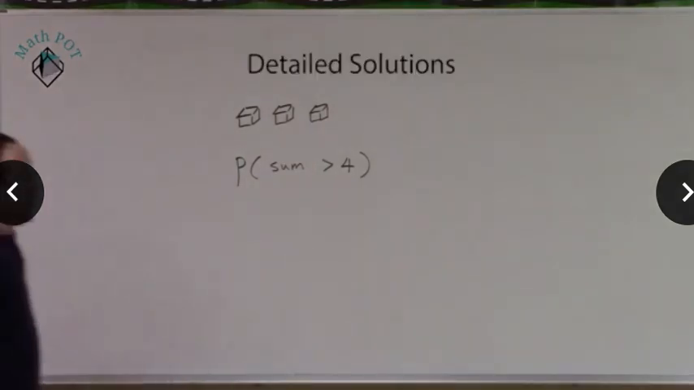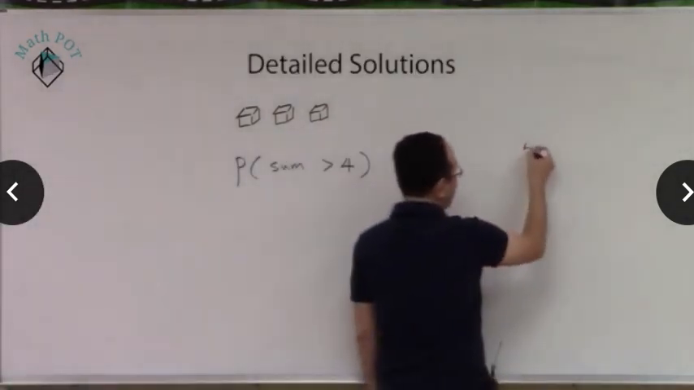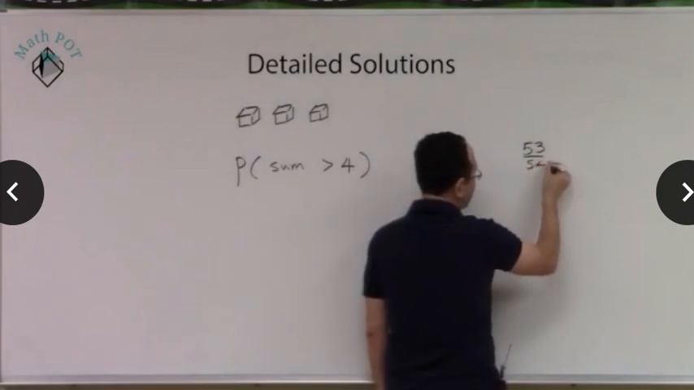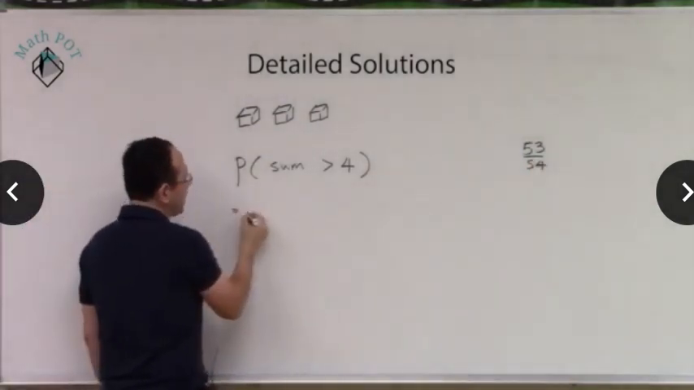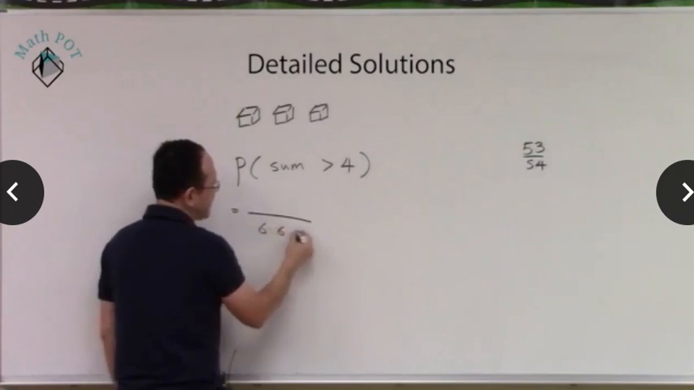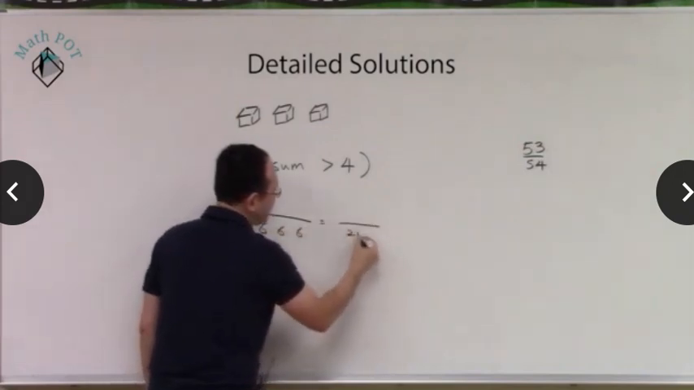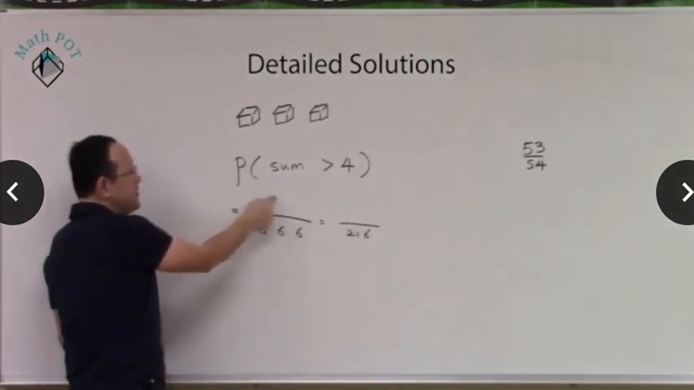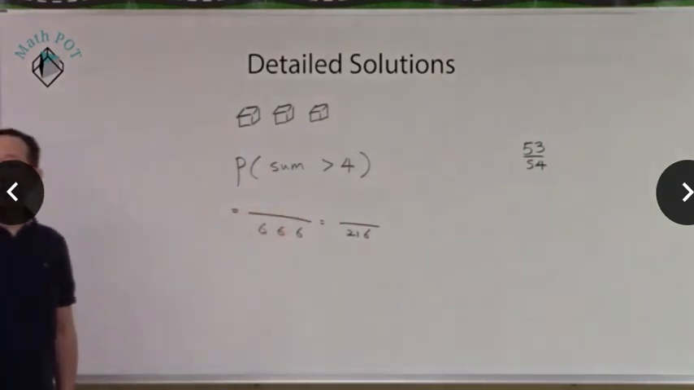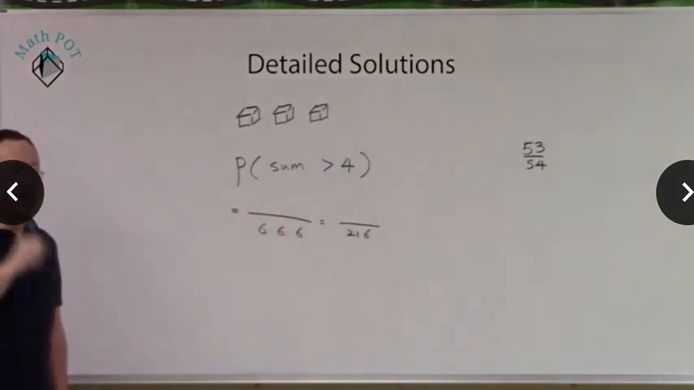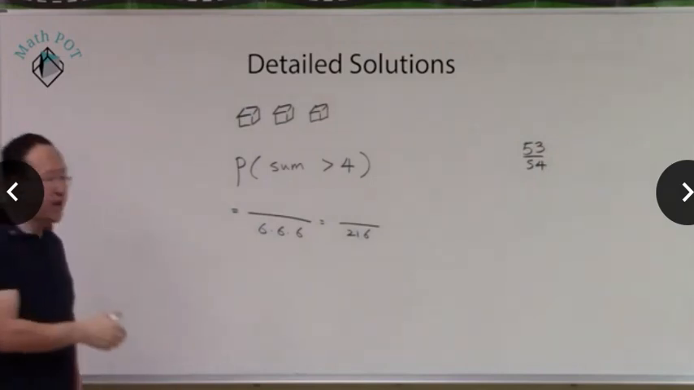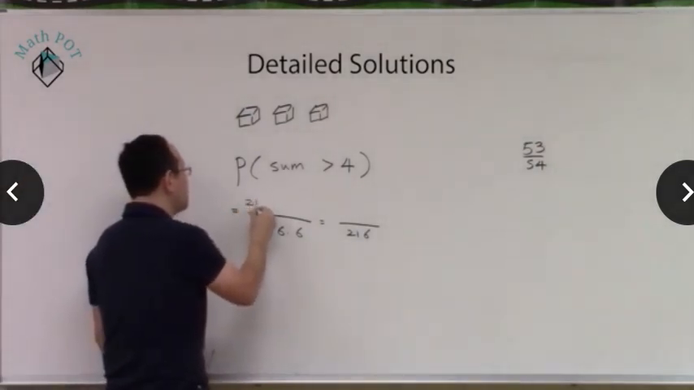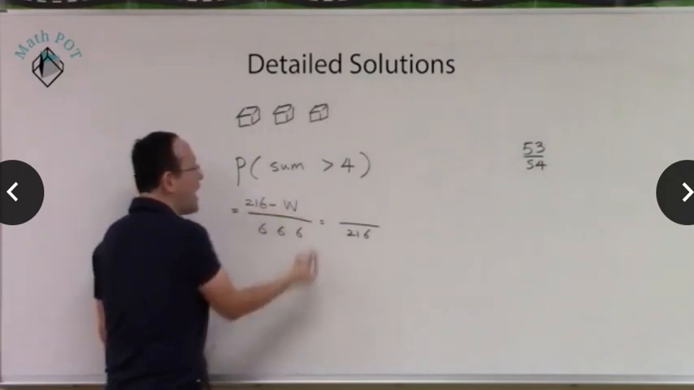53/54 is right. So for this one, we know the total outcome is nothing but 6 times 6 times 6, which is 216. The sum of 3 numbers greater than 4, definitely we have a lot. If you feel we have a lot of right answers, definitely try to solve this one by complementary counting: 216 minus the wrong answers.